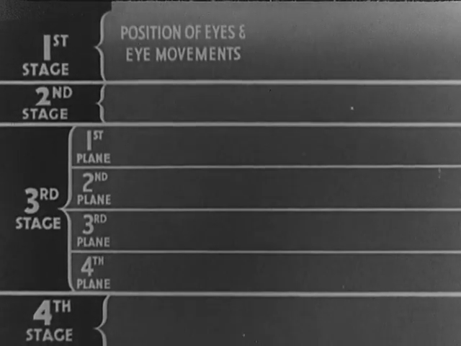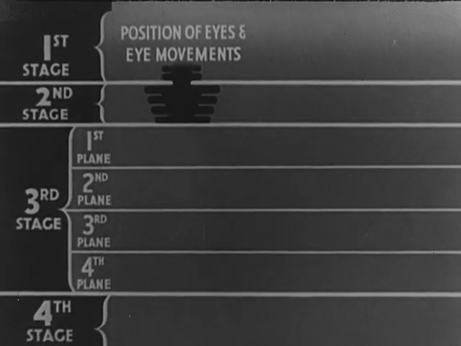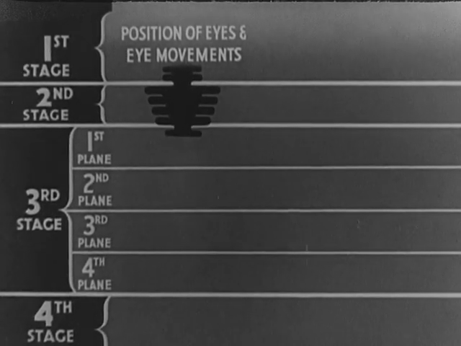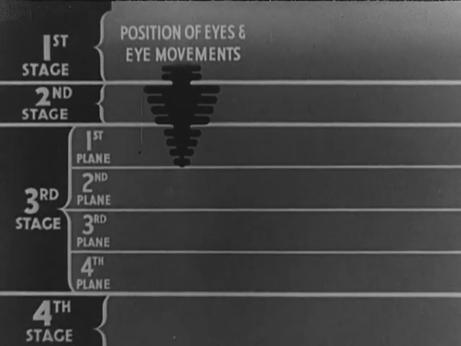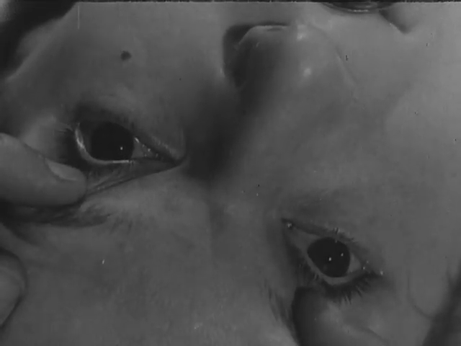This chart sums up the position of the eyes and the eye movements. There is brisk movement or wide divergence in the second stage, less in the first plane of the third stage, and none from then on. The size of the pupils and their reaction to light are also important. The anesthetist can normally detect the reaction to light when he pulls the lids back briskly.